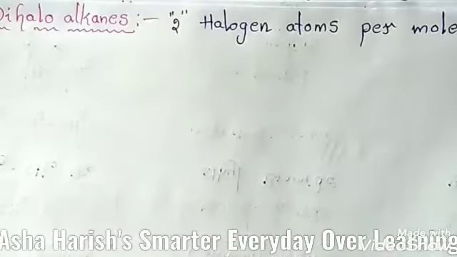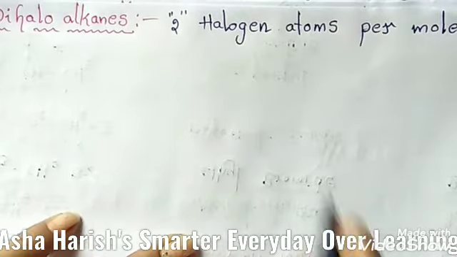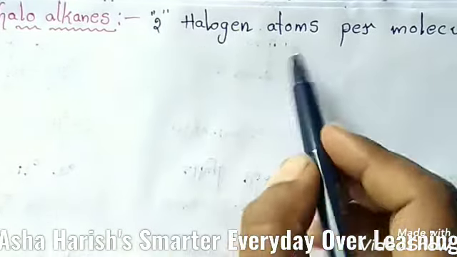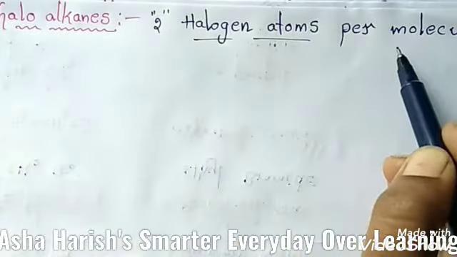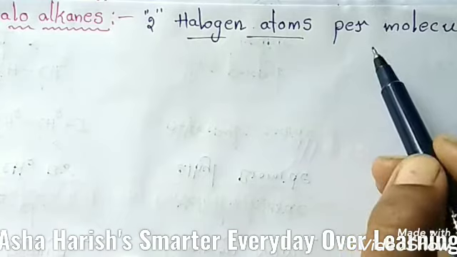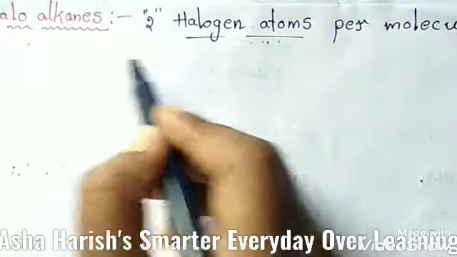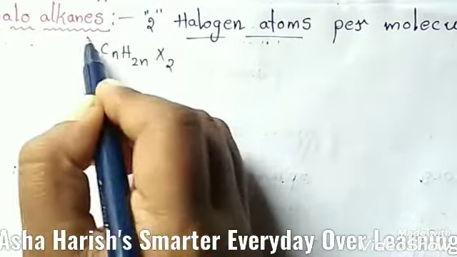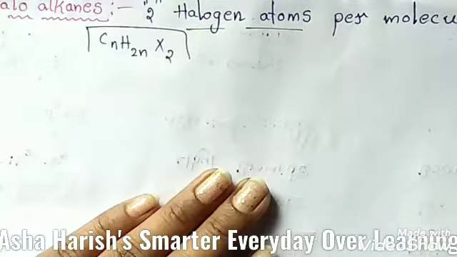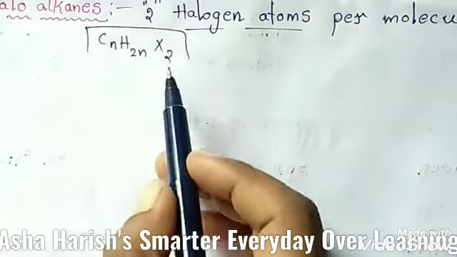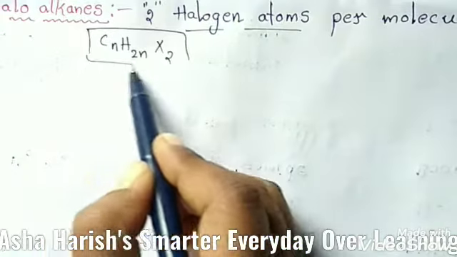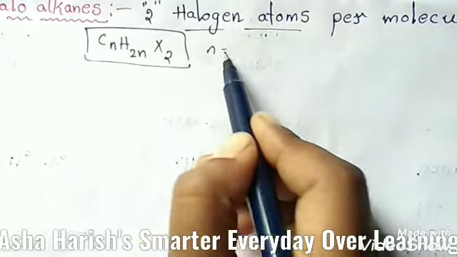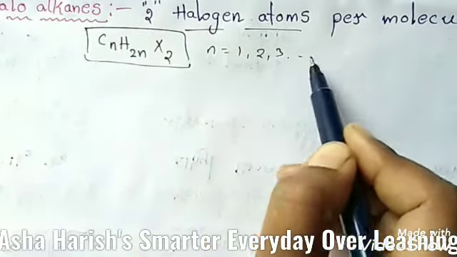Let's see. Dihaloalkanes. Dear students, suppose any alkane contains two halogen atoms per molecule. Those are called dihaloalkanes, and here we have the general formula CnH2nX2. For monohaloalkanes we have only CnH2nX. For dihaloalkanes we have CnH2nX2, where n is equal to 1, 2, 3, etc.